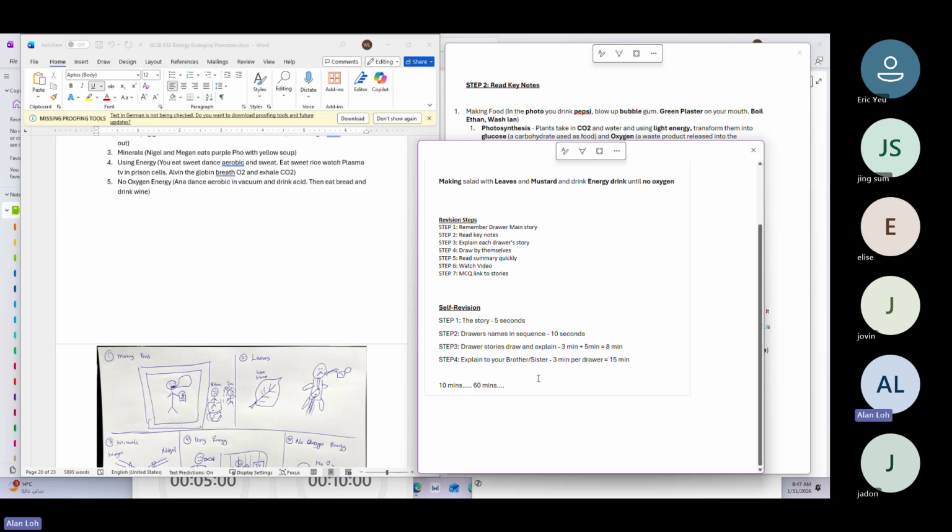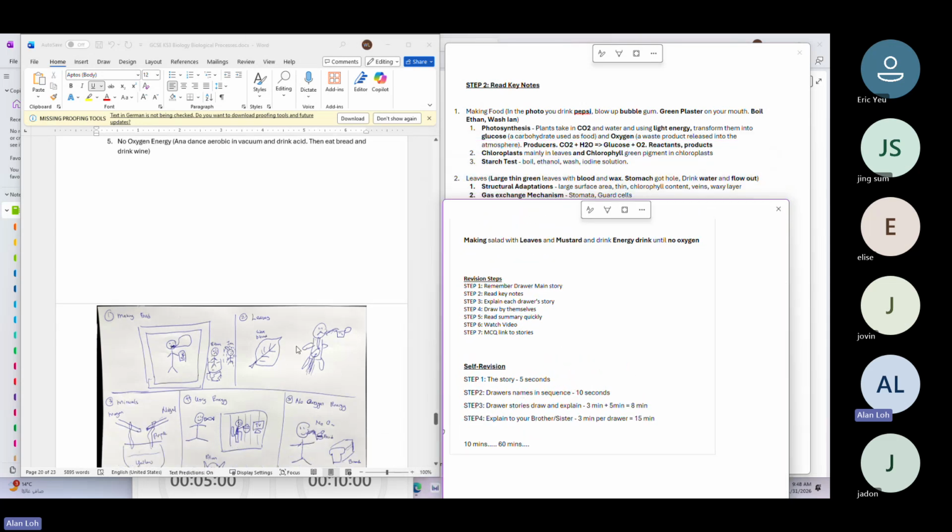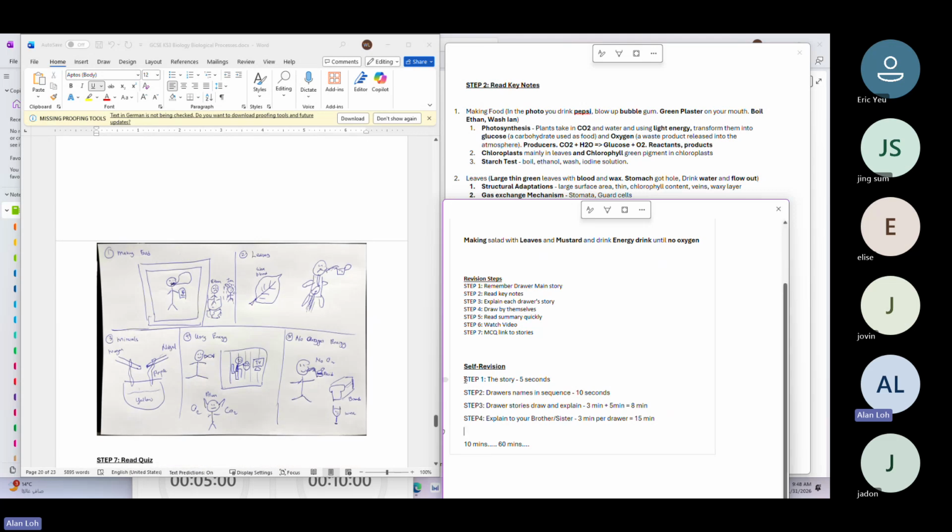So let's do this exercise quickly, right? You can do it by yourself, but I will guide you, right? So for this drawer, for step 1 and step 2, we have already done it with Eric and Jaden just now. For drawing the stories, I hope you can take your pen and paper and draw it by yourself. I don't think it will take you too much time. It's very simple. And then you can try to explain it to yourself.